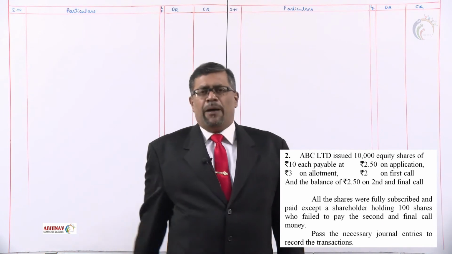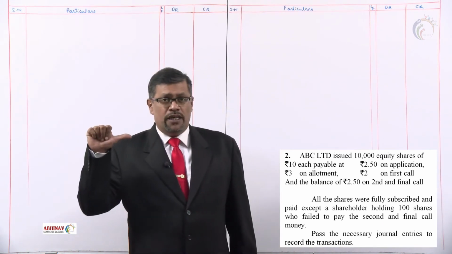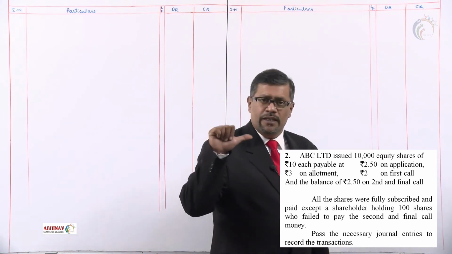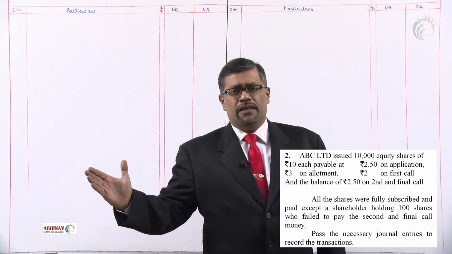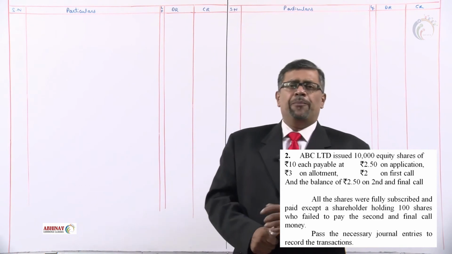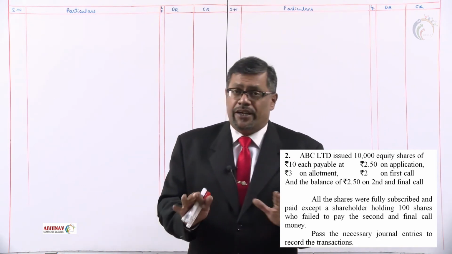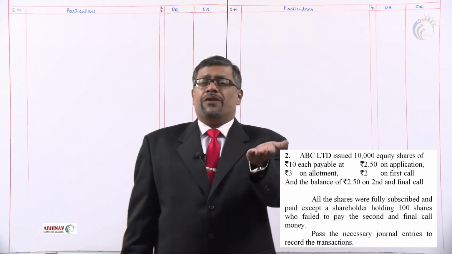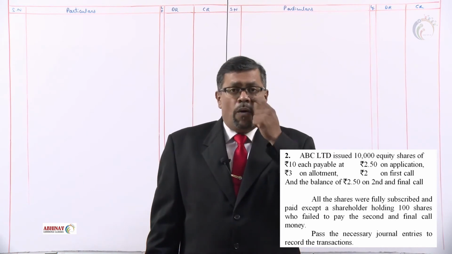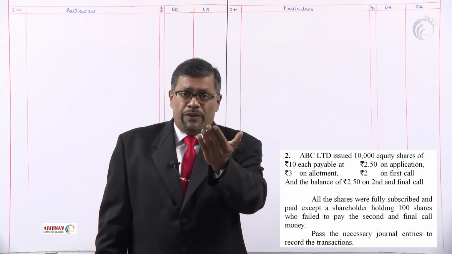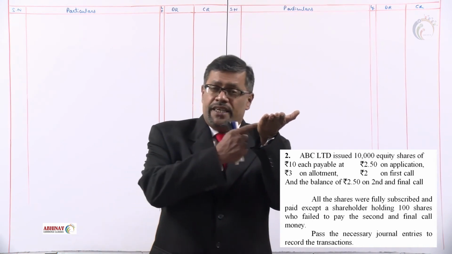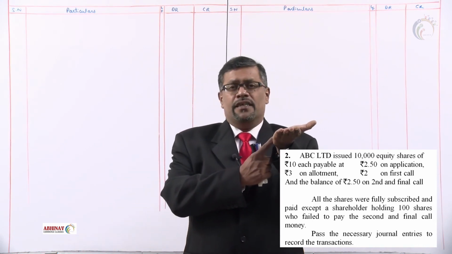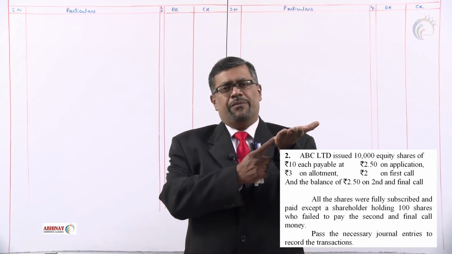When you start with the application, the first entry is for what? Application money received. Second entry, application money transferred to share capital. Now, application money received. What entry have we learned? Bank account debit to share application. Why bank account debit? Because when we receive the money, the bank balance will increase. Increase in the bank balance is increase in asset, we debit.